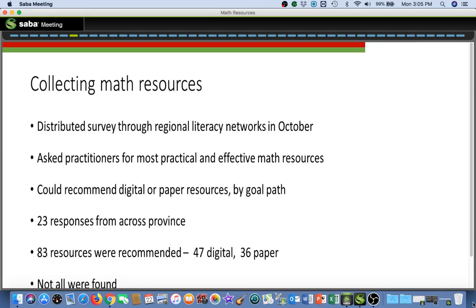So hopefully you'll find your way to those particular resources. Whether digital or paper, most are available via the internet, via an online source.